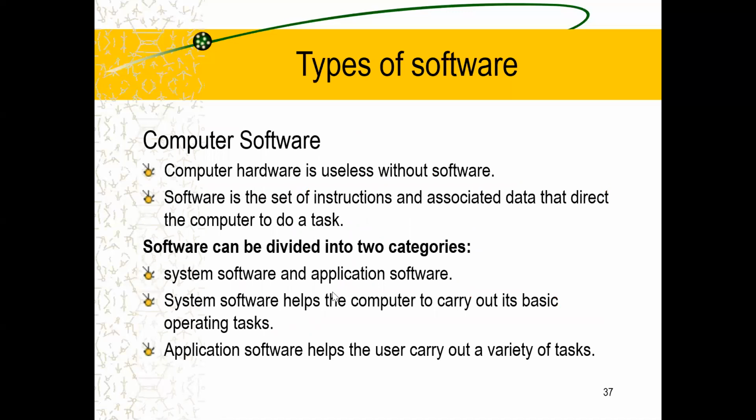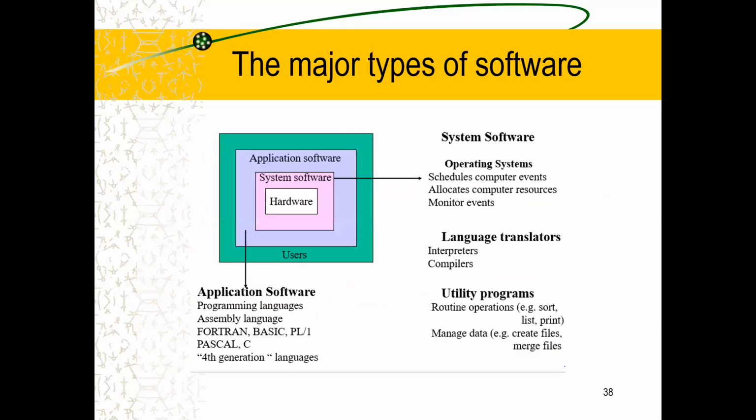Now we come to types of software. Computer hardware is useless without software. Software can be divided into two categories: system software and application software. System software helps the computer to carry out basic operating tasks. Application software helps the user to carry out a variety of tasks. You can see this categorization in the diagram here: hardware is there, then system software as the upper layer, and above that comes application software.